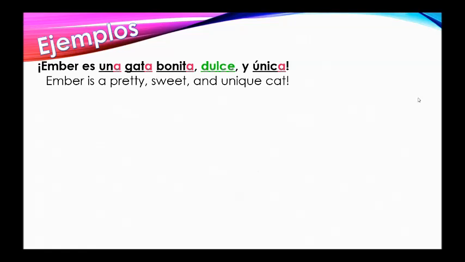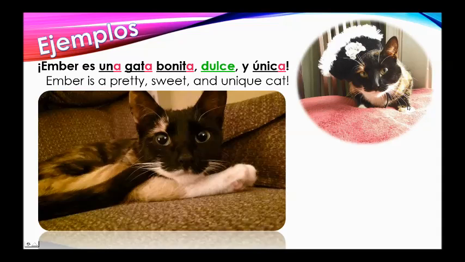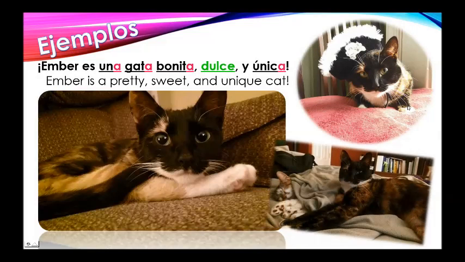All right, more ejemplos. Ember es una gata bonita, dulce y única. So she's a girl, so we're making everything agree in the feminine form. So una gata bonita. Dulce is one of those adjectives that's neutral gendered, so we don't really have to do anything with that. Y única, everything singular and feminine. So Ember es una gata bonita, dulce y única. And yes, she is. She is a very pretty, sweet, and unique cat. She's kind of the mother of the group.